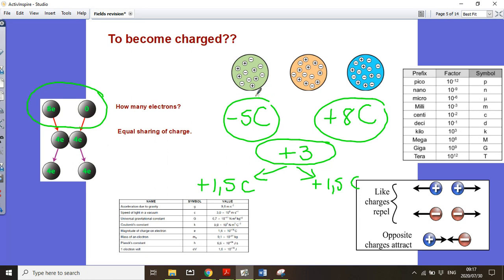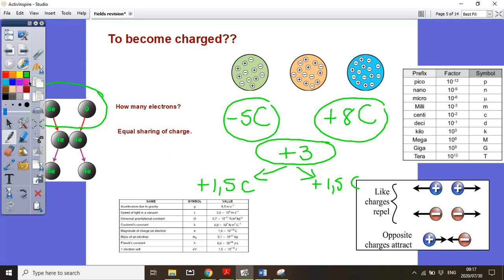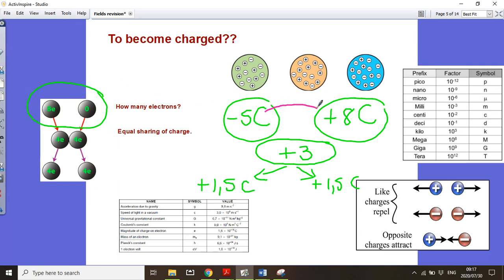Now when you get a question like this, they're not going to ask you how many electrons were there extra. They're going to say to you how many electrons were transferred. So the first thing you need to realize is that the negative one is going to lose electrons and the positive one is going to gain electrons. So you need to figure out how many electrons moved from here to here. Now let's see. I had a plus 8 here. I have a plus 1.5 now. I had a minus 5 here. I have a plus 1.5 here.